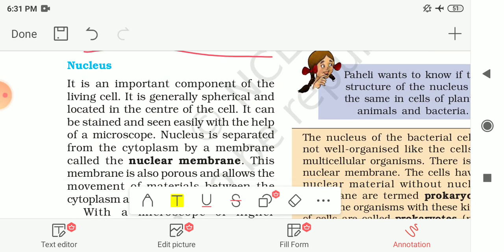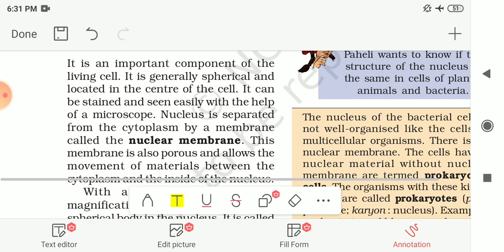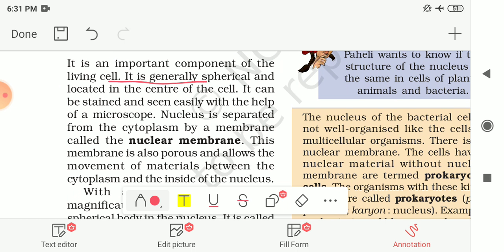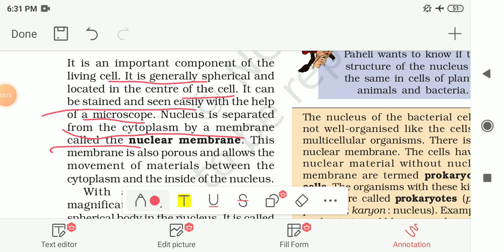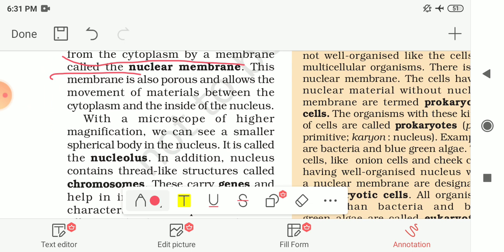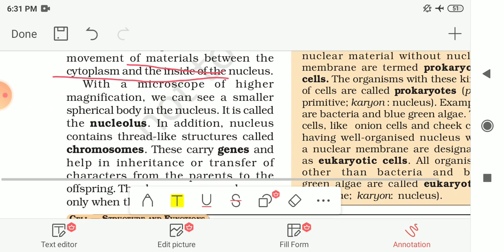The next part of the cell is the nucleus. It is an important component of the living cell, and it is generally spherical and located in the center of the cell. It can be stained, or you can color it, and see it easily with the help of a microscope. The nucleus is separated from the cytoplasm by a membrane, also known as the nuclear membrane. This membrane is also porous like the cell membrane, and it allows the movement of materials between the cytoplasm and the inside of the nucleus. So this is the nucleus and the nuclear membrane.